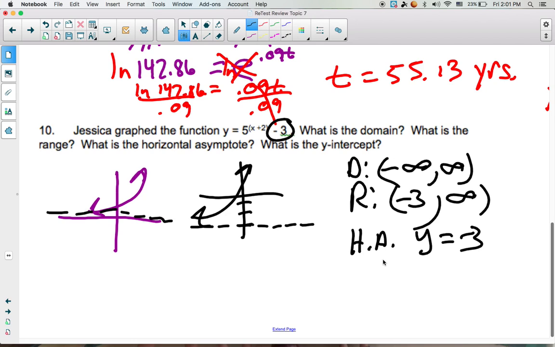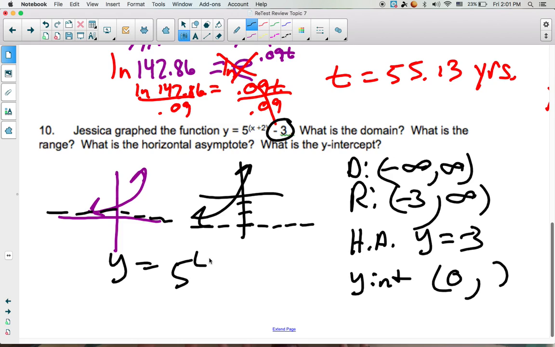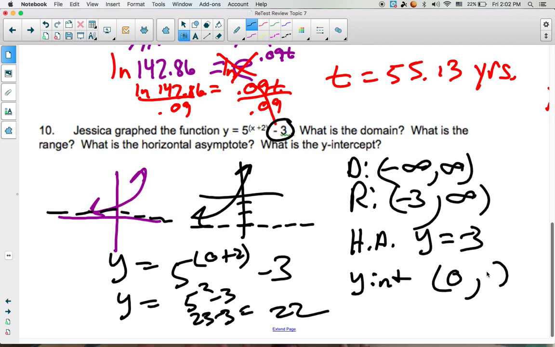And then what is the y-intercept? Well, the y-intercept is a point that has an x value equal to 0. So if you go to your equation and you set x equal to 0, and then solve for y, that gives you the y-intercept. So 0 plus 2 is 2, so I have 5 squared minus 3. 5 squared is 25. 25 minus 3 will give me 22. So the point (0, 22) is my y-intercept.